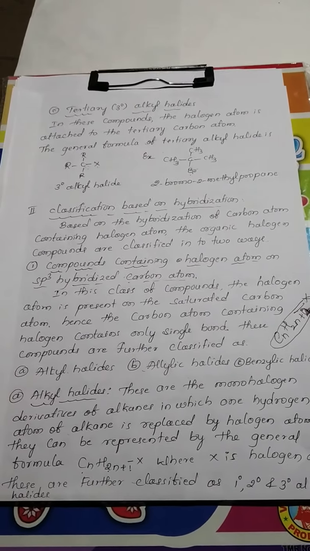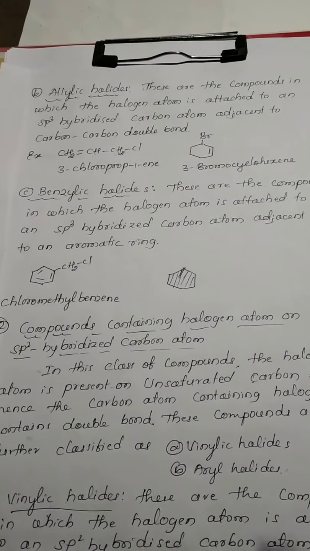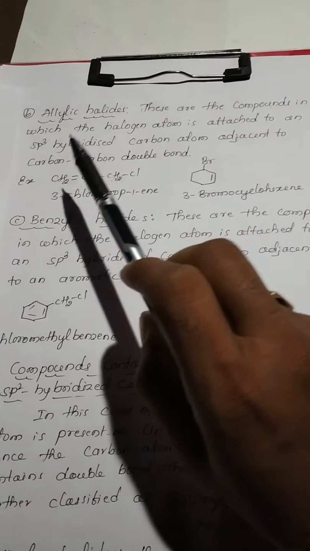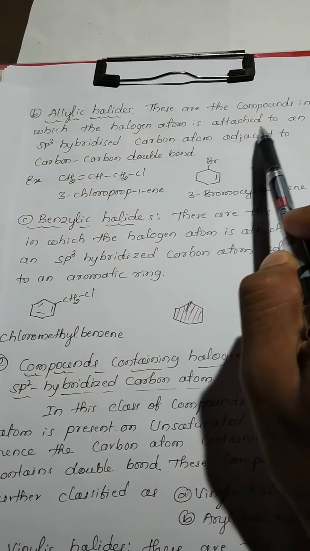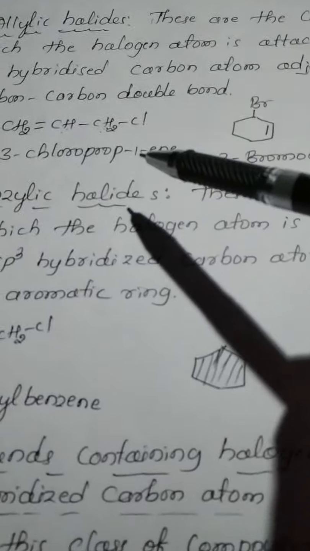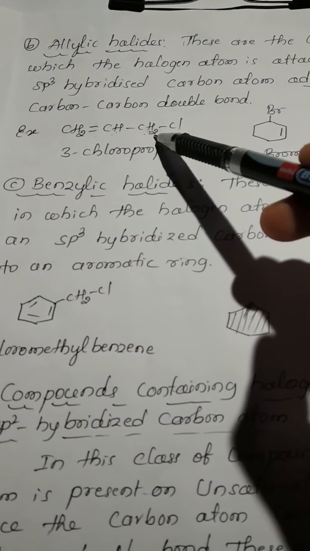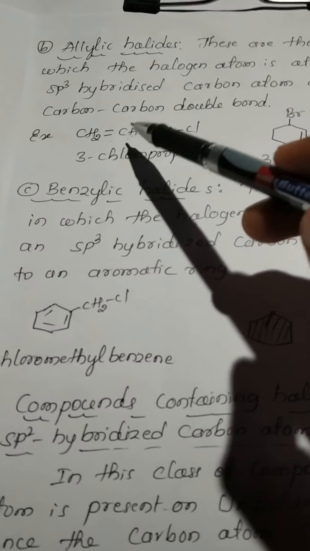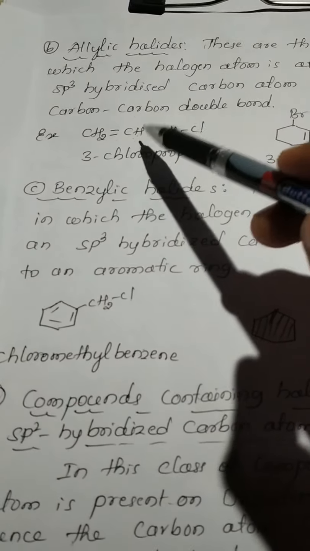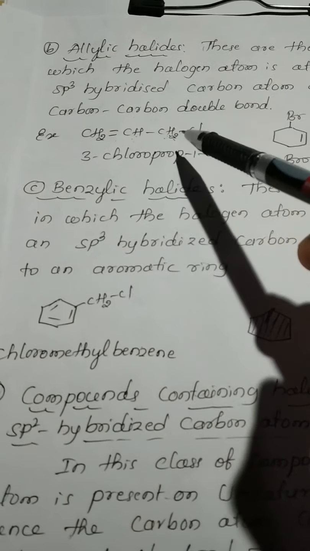Okay students, next let us study one by one allylic halide. Now I have discussed the alkyl halide. Next is allylic halide. These are the compounds in which a halogen atom is attached to an sp3 hybridized carbon atom adjacent to the carbon-carbon double bond. Just look here. This is a halogen atom attached to the saturated carbon atom which is present adjacent to the carbon containing double bond. This is called allylic halide.